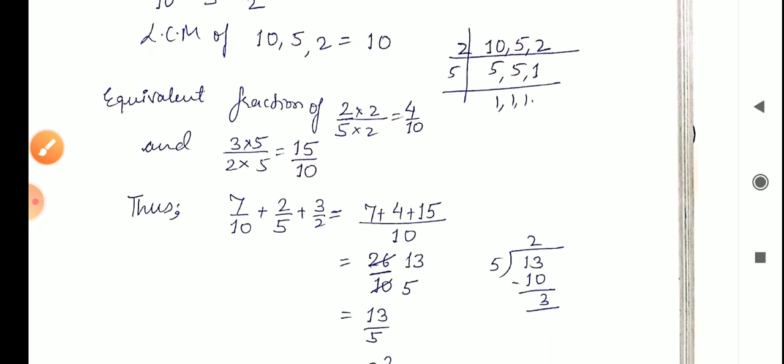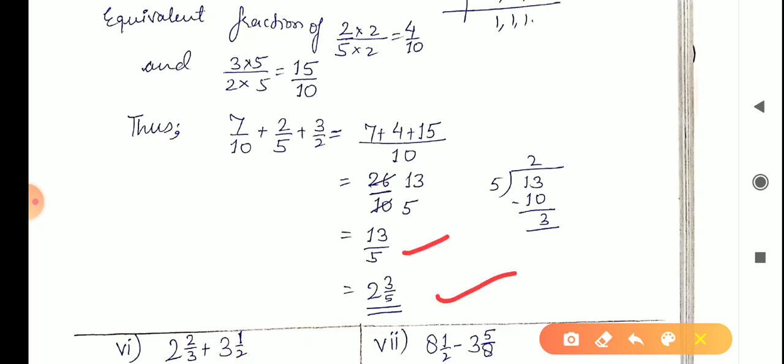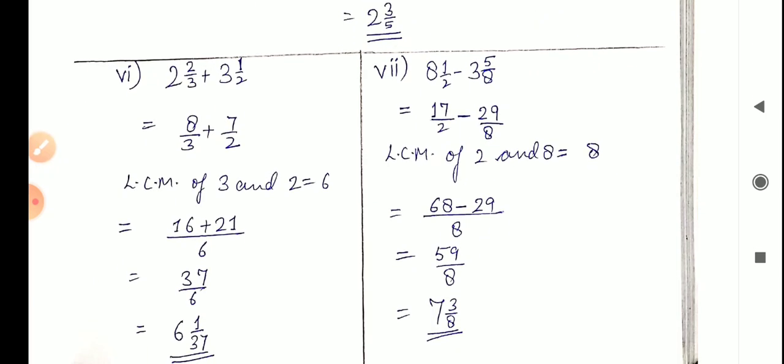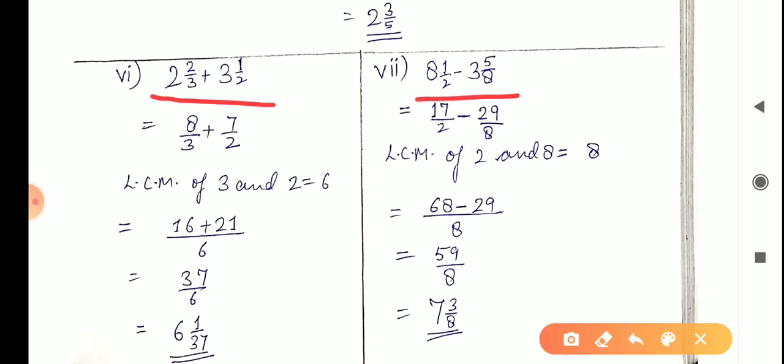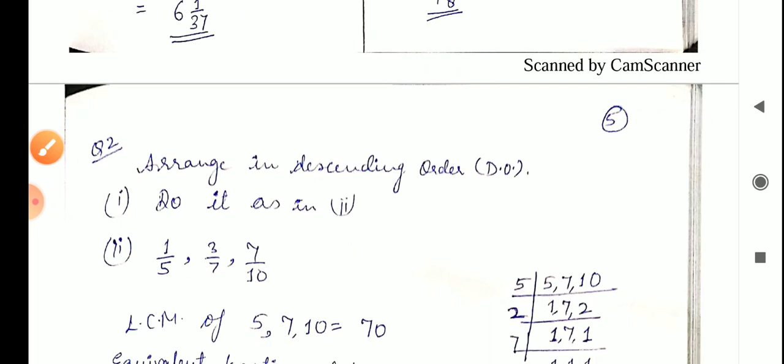Now come to the next. Substitute all the equivalent fractions and it's a simple addition. So it's 13 by 5. So the answer is 2 whole 3 by 5. Similarly in the 6th and 7th parts, both are mixed fractions. So what we need to do, first convert the mixed fractions into improper fractions, then add and subtract as we have done in earlier cases. Now come to question number 2.